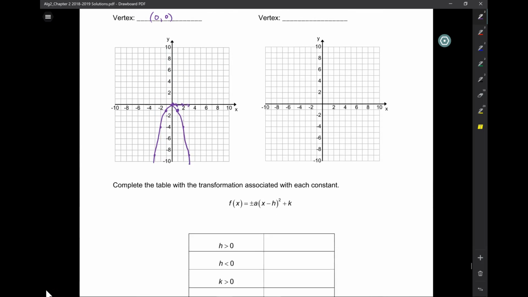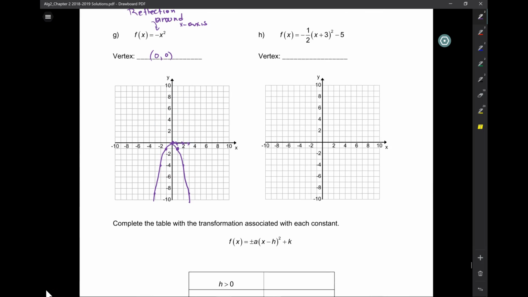All right. Okay. Now this one has everything a parabola could ask for, right? What does the negative 5 do? Moves it down 5, and the 3? Left or right? Left. So where is the new vertex? Negative 3 and negative 5. Negative 3 and negative 5.